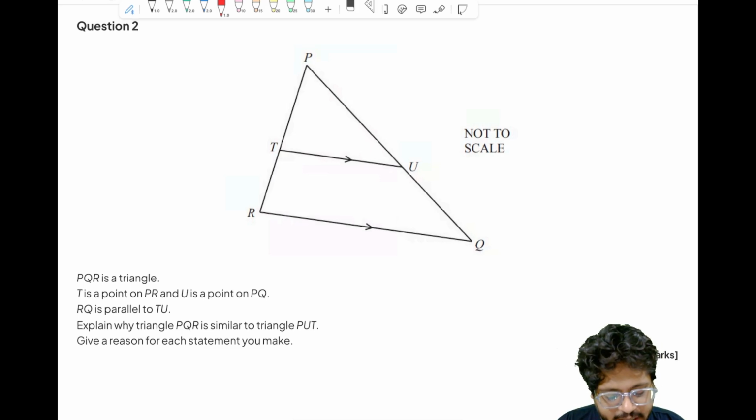So PQR is a triangle, T is the point on PR, U on PQ, RQ is parallel to TU. Obviously, it is given that they are parallel to each other. And what we want to find is, explain why the triangle PQR is similar to the triangle PUT. Similarity is another chapter. But let me give you a simple thing: two triangles are similar only if their corresponding angles are equal to each other. So basically, if they are equiangular, then two triangles are similar to each other.